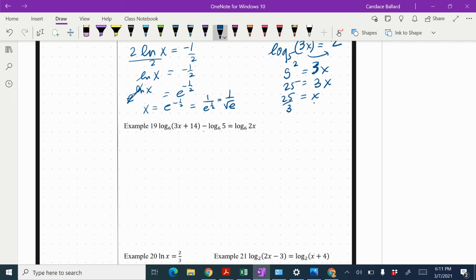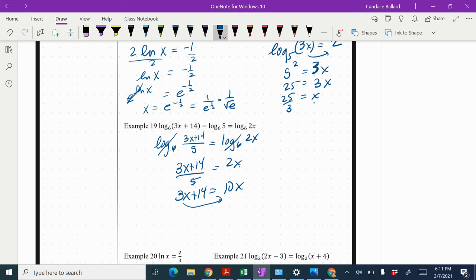So subtraction, I know, turns into division. So I've got log base 6 of (3x plus 14) divided by 5 equals log base 6 of 2x. Now I have 2 logs, one on each side, which means that we use the one-to-one property where they cancel. So I get (3x plus 14) over 5 equals 2x. I'm going to use my good algebra rules now. So in order to move the 5 over, I need to multiply. So I get 3x plus 14 equals 10x.